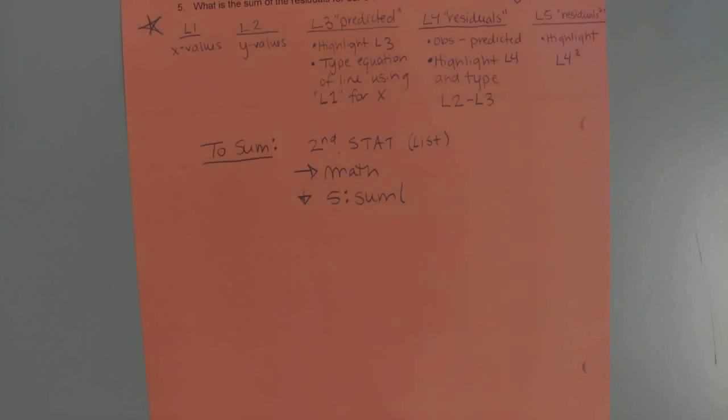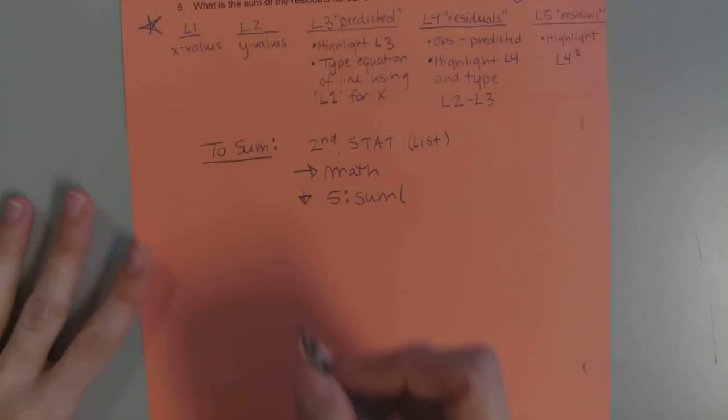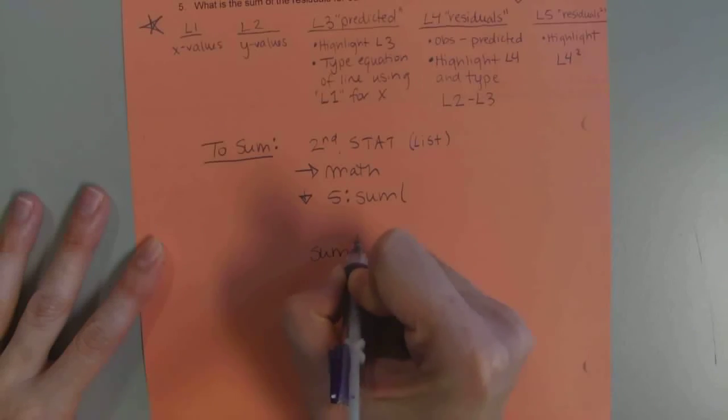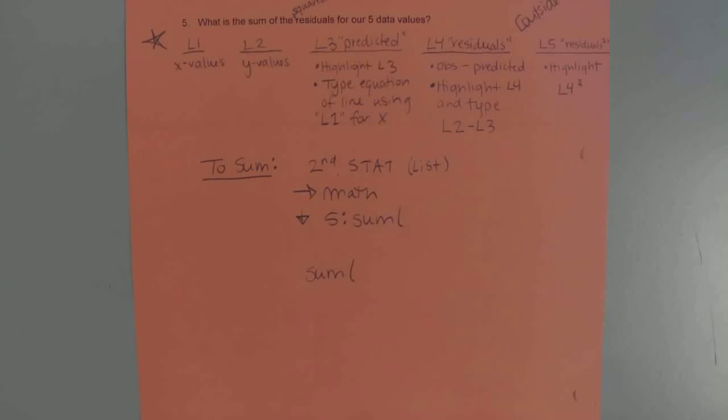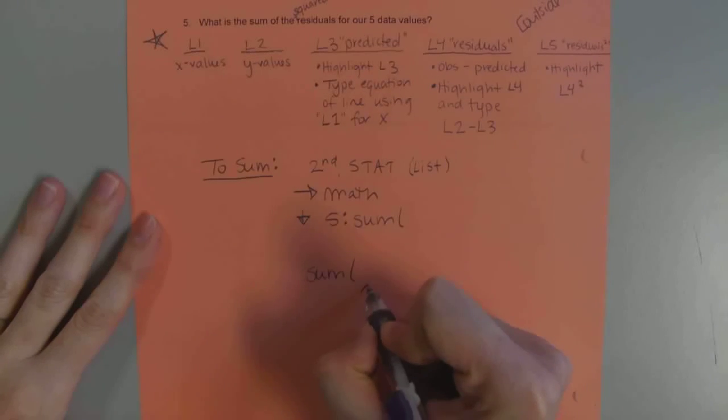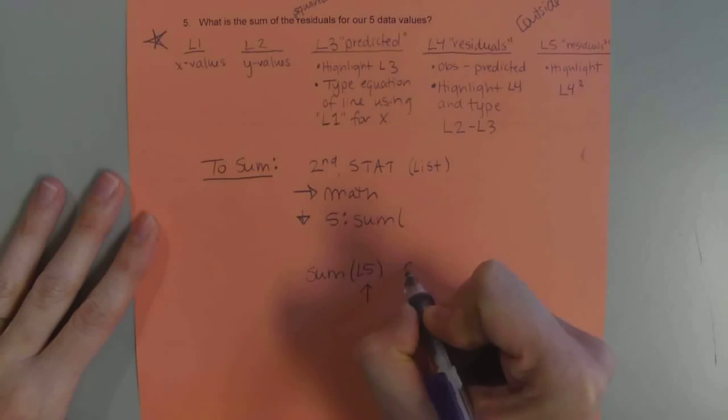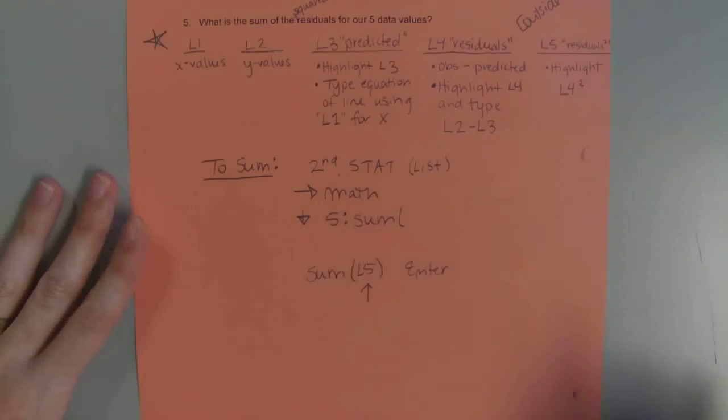So we're going to hit second stat, which is technically the list feature, and it tells you everything you can do with your list. So we want to do math with our list, so we're going to scroll over to math, and what math do we want it to do? We want it to sum it. So on your main screen, sum is going to pop up like that. And it's just sitting there waiting, saying, what list are you wanting me to sum? Well, where are our squared residuals? They're all the way in list 5. So you just type in list 5 right there and hit enter. And it will sum it for you.